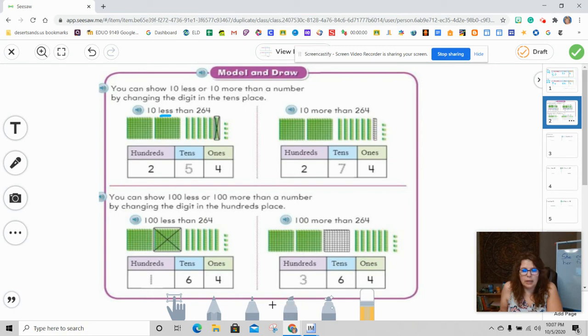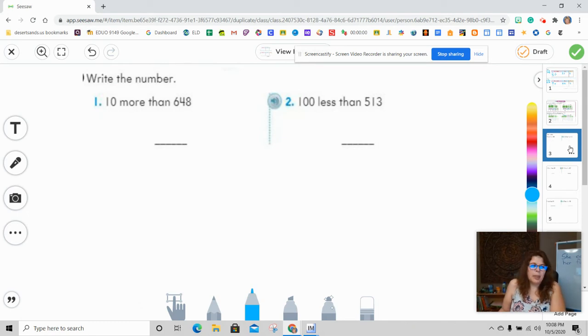That's 100. So you would have to add 100 right there. So that's only for you to view so that you can see what to do. So let's begin. Now right here, it says 10 more than 648. Now you can draw a picture.